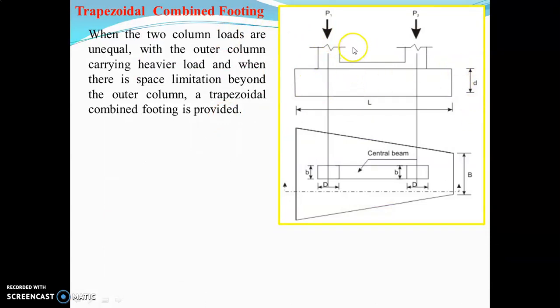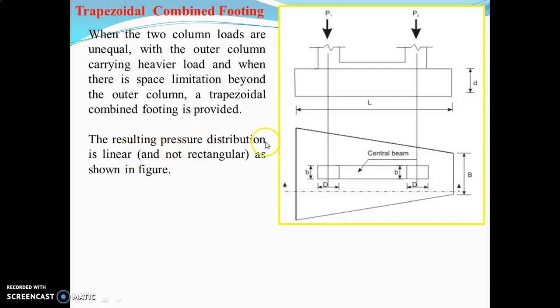You can see here this is a trapezoidal combined footing. When the two column loads are unequal, with the outer column carrying the heavier load, and when there is a space limitation beyond the outer column, a trapezoidal combined footing is provided. The resulting pressure distribution is linear and not rectangular, as shown in the figure. This is a linear pressure distribution diagram. It is not rectangular in shape. This is column 1 and this is column 2, and here this width is B and this is the depth of the column.